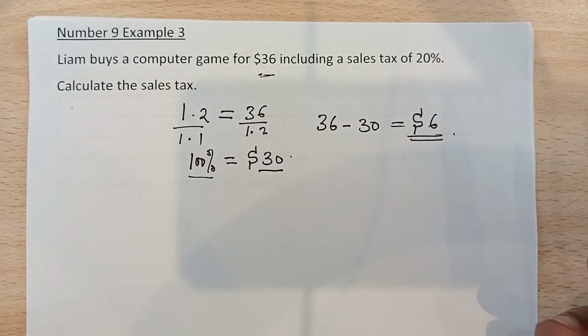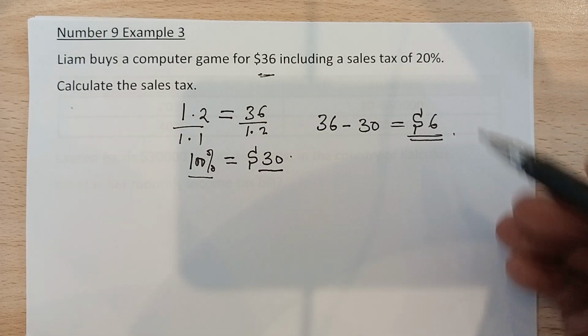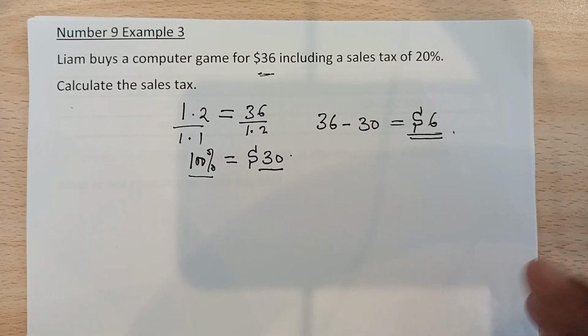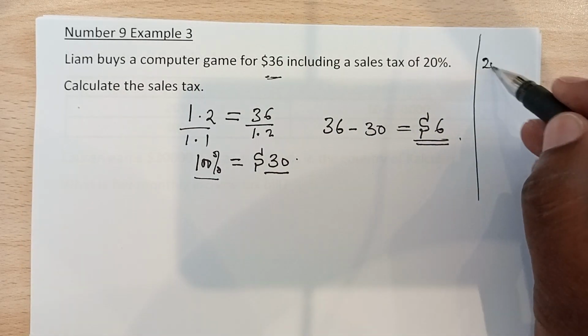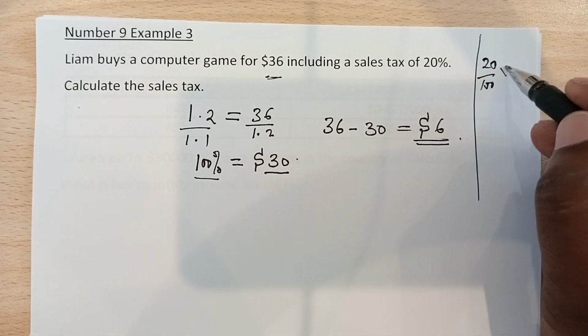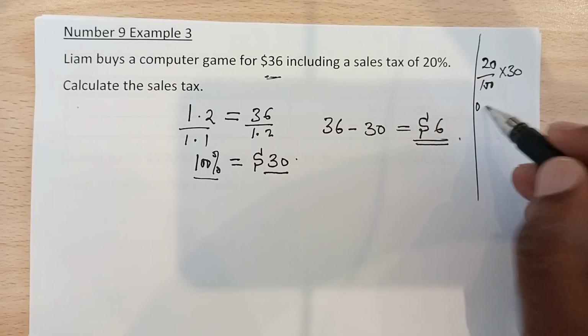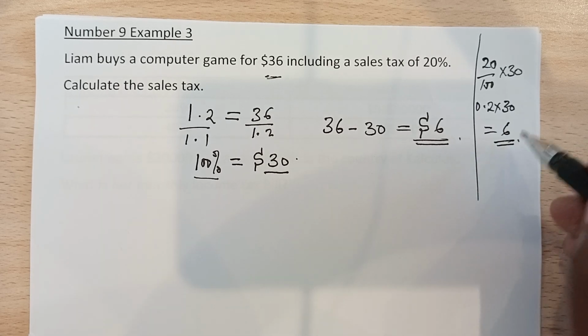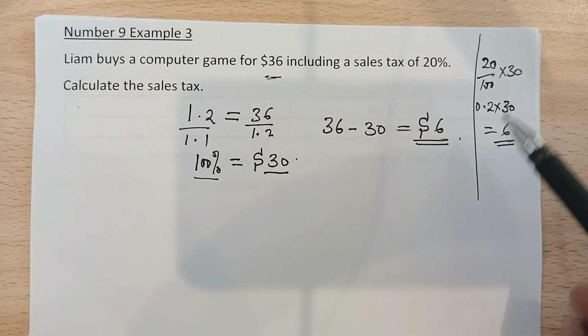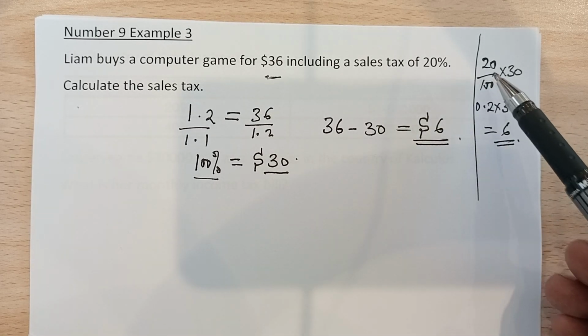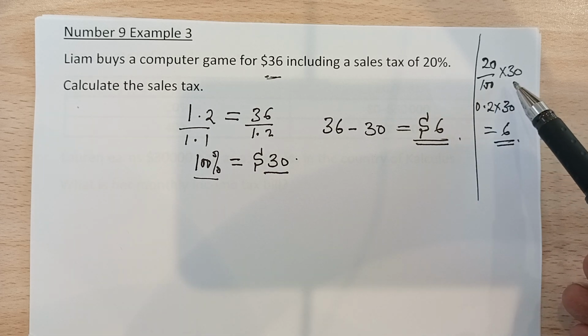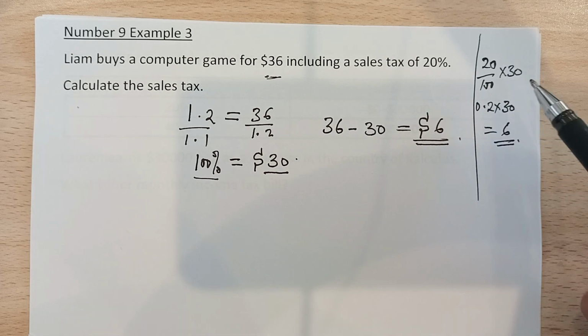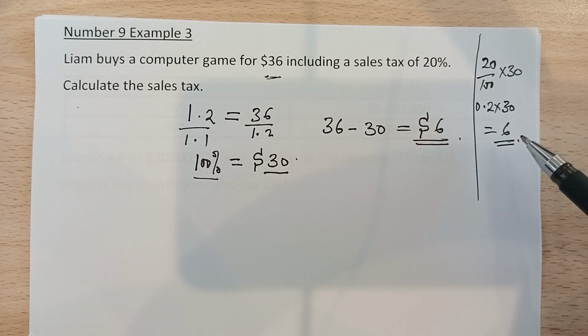It is also important to note that, what is 20% of 30? What is 20% of 30, which is 0.2 times 30? This is basically 6. This is another approach to that question, because sales tax is 20% of the original cost of the computer game, which was found to be 30, and 20% of 30 is $6. That is another approach to that question.